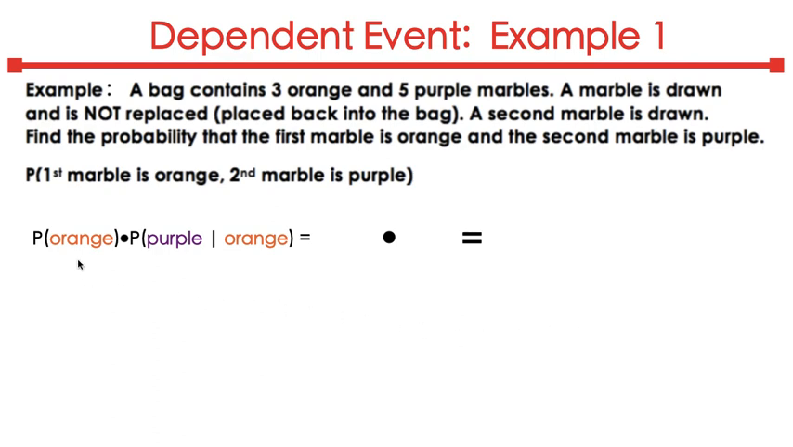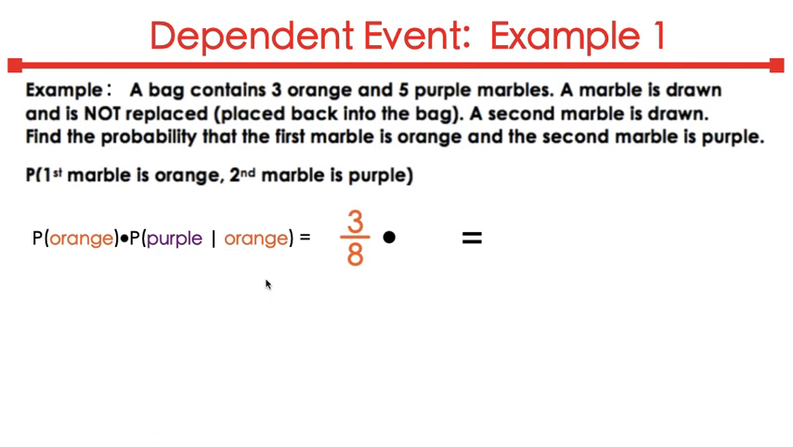So we're going to start with the probability of the first event, which is picking up an orange. So think about the probability of picking up an orange marble. I hope you're thinking the fraction 3/8. So remember, once you pick up that orange marble, you get to keep it. You're not putting it back into the bag. So think about how many marbles are left over.